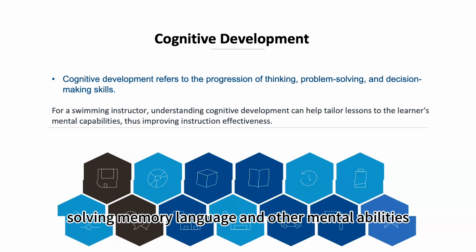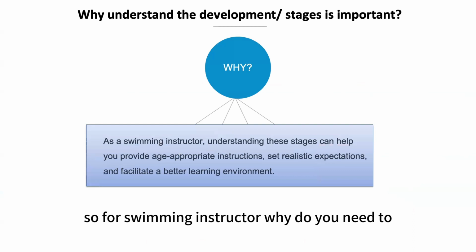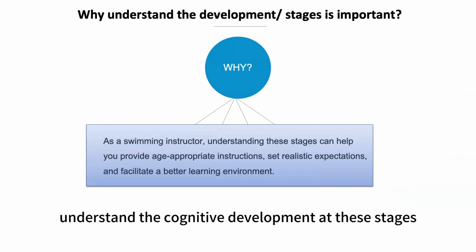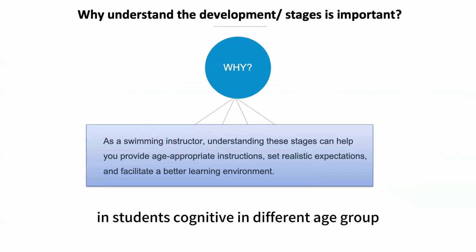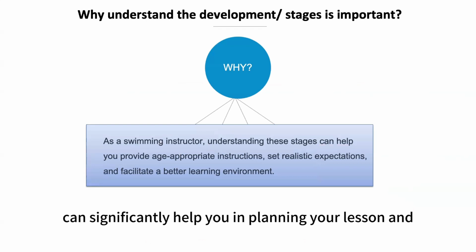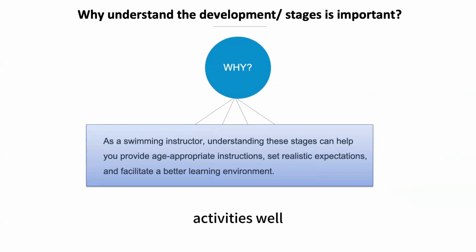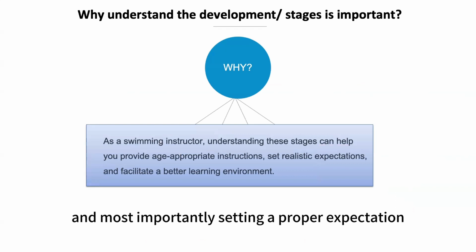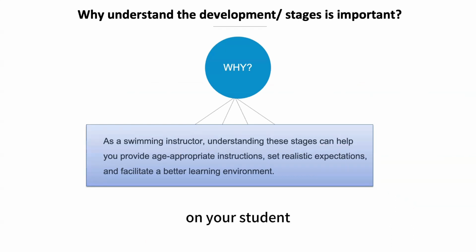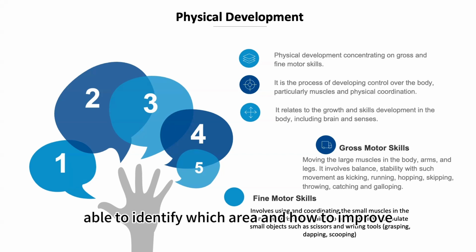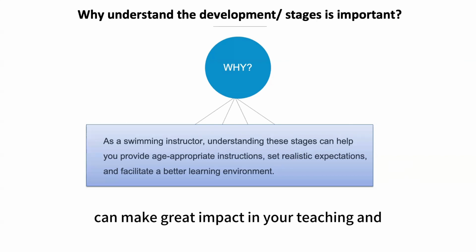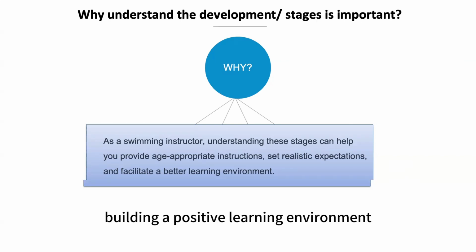So for swimming instructors, why do you need to understand cognitive development at these stages? Because once you have developed an understanding of how cognitive development forms and the developmental stages in students, cognitive development in different age groups can significantly help you plan your lessons and activities well. It makes your lesson effective and more aligned with your age group of students, and most importantly, it helps you set a proper expectation for your students to avoid over-expecting their ability. And you will be able to identify which area and how to improve to make a great impact in your teaching and build a positive learning environment.